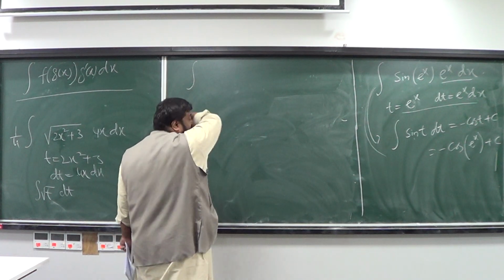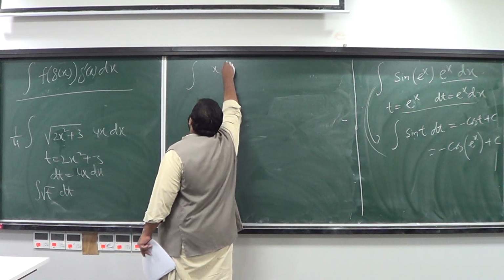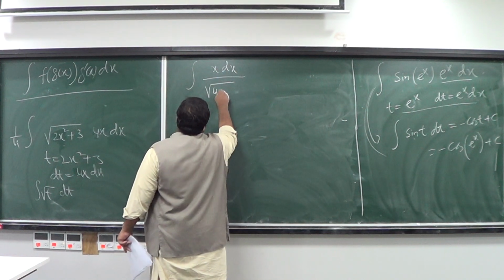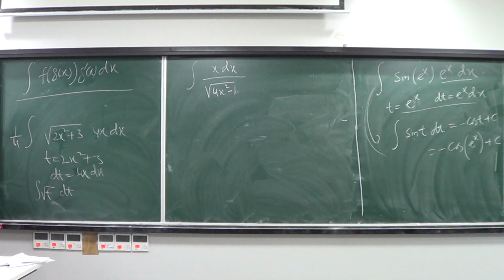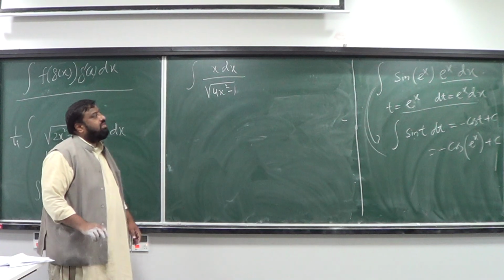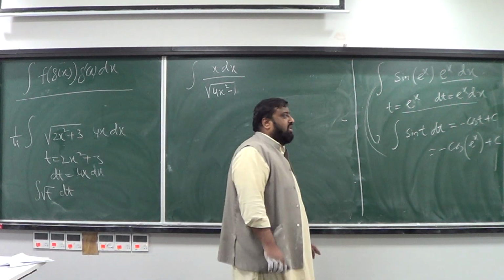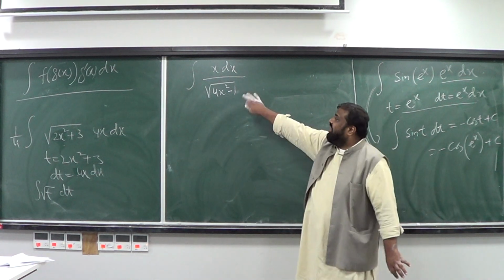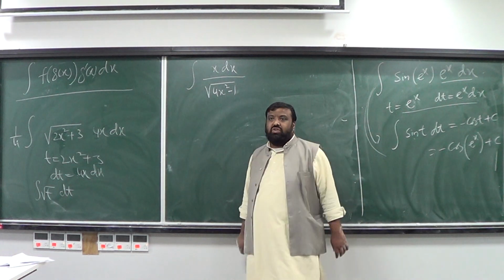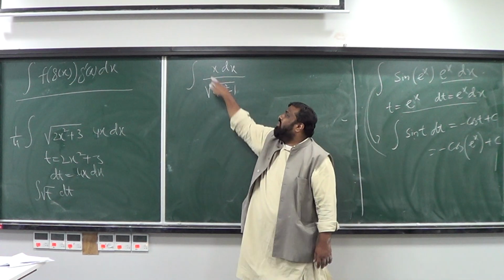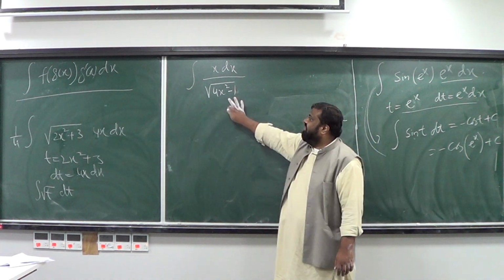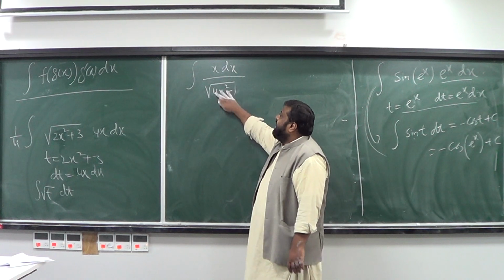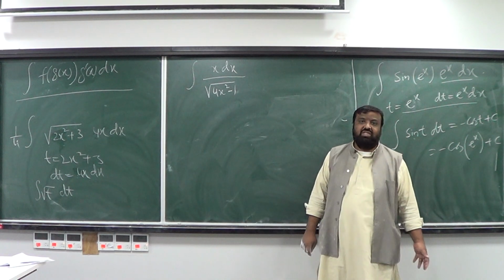So imagine I have a function like x dx divided by the square root of 4x square minus 1, and I want to integrate it. Again, can I see this function as a composition? The rough idea is yes: it's really 1 over square root of x composed with 4x square minus 1. But you can guess that something inside the square root might play the role of g of x.